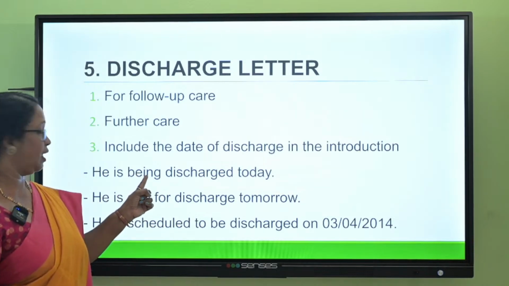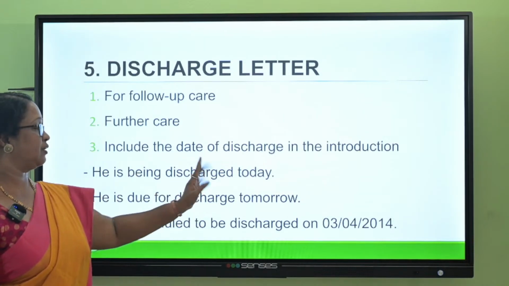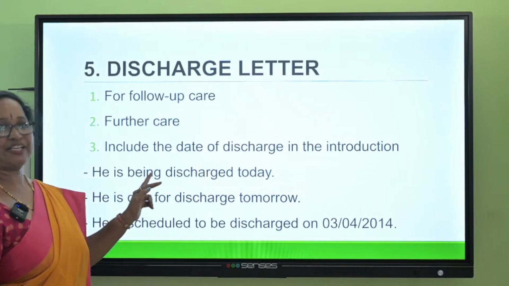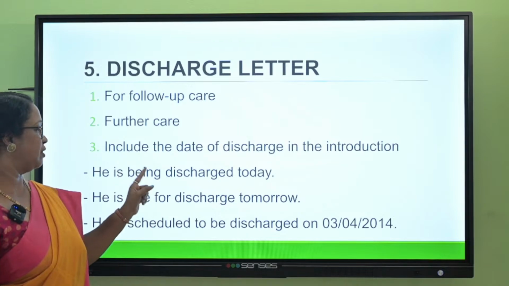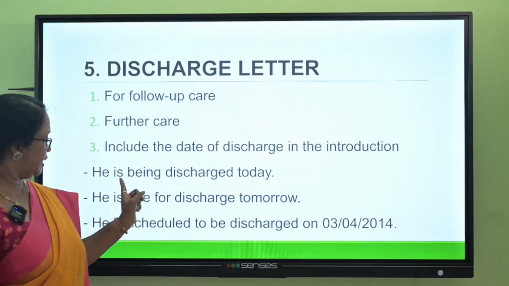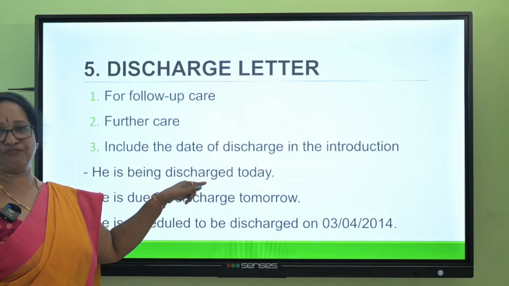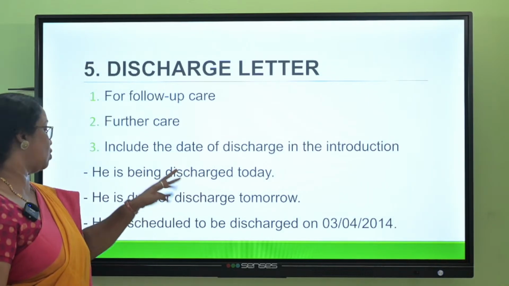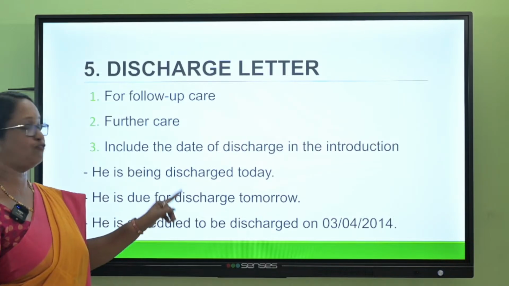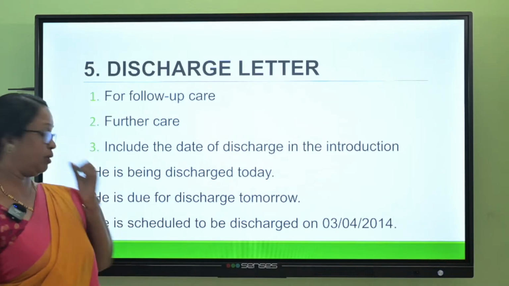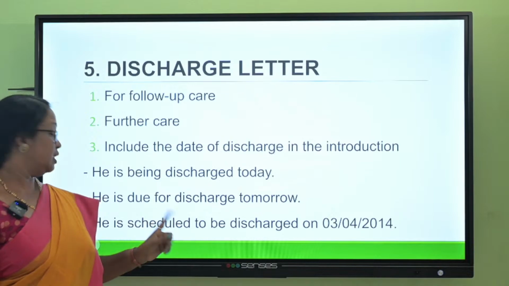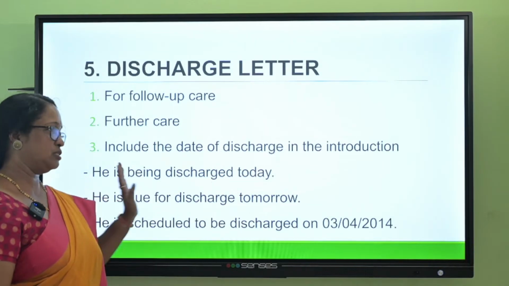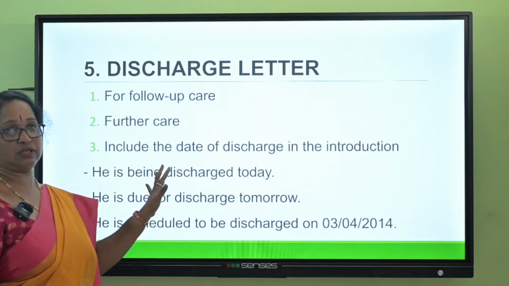"He is being discharged." Here they don't use D. This is the passive form. When you are writing, if there is "being" or "is being," the third form only will come there: discharged. Please note that. And "he is due for discharge tomorrow" will be in the future, and "he is scheduled to be discharged on." So this is the way we have to write the discharge letter.